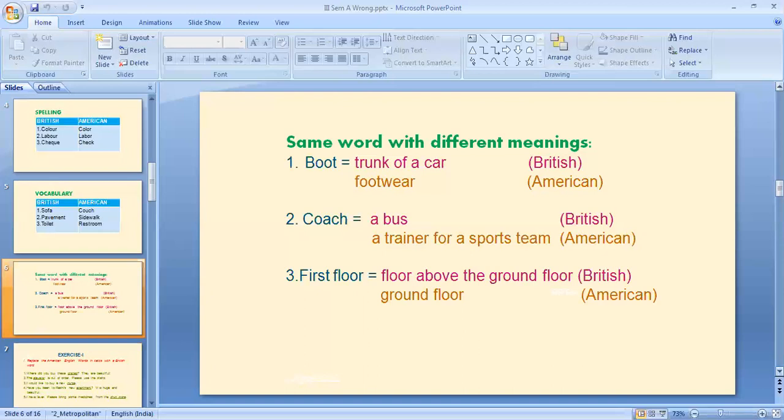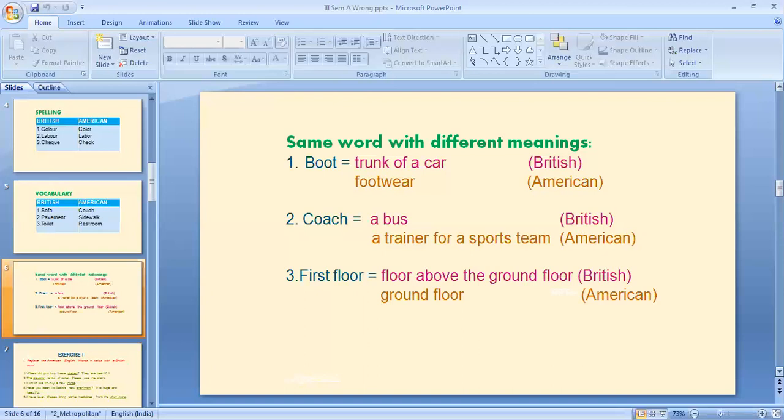But after the globalization phenomena, with the influence of American language and American dominance all over the world, we are also tending to use American words. For example, now we are using both the words, toilet and restroom.